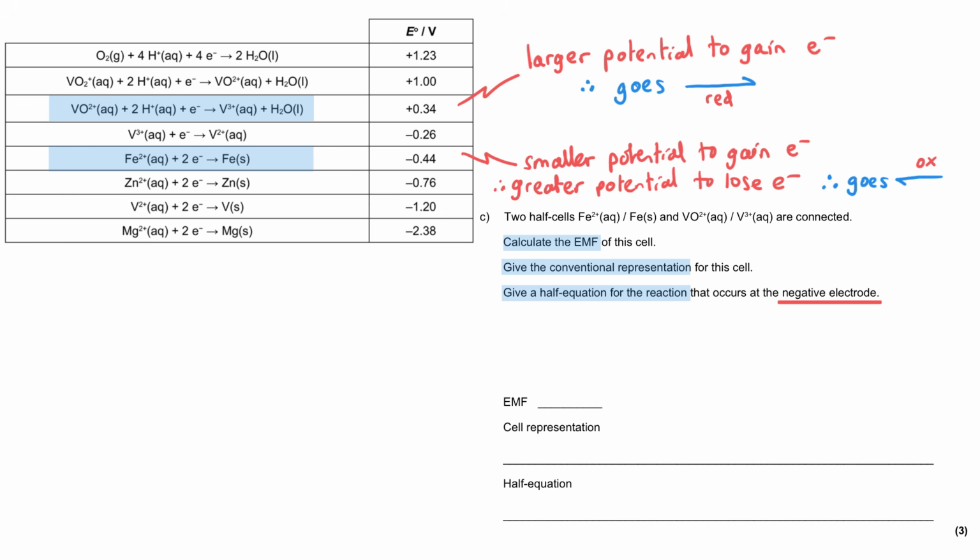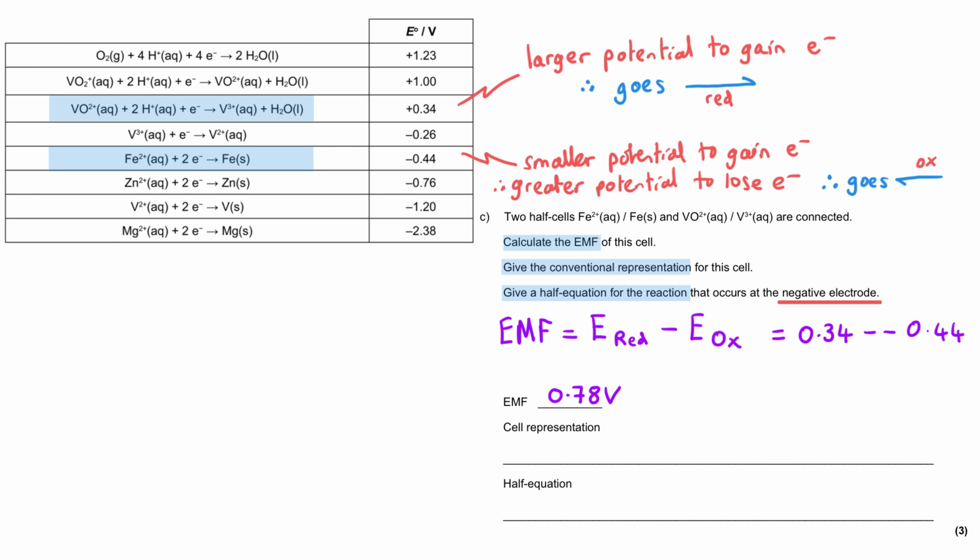When we calculate the EMF of the cell, we always use the electropotential of the reduction half equation minus the electropotential of the oxidation half equation, or more simply, the half equation with the larger electropotential value minus the half equation with the smaller value. So this is 0.34 minus 0.44, which gives us an EMF of 0.78 volts.